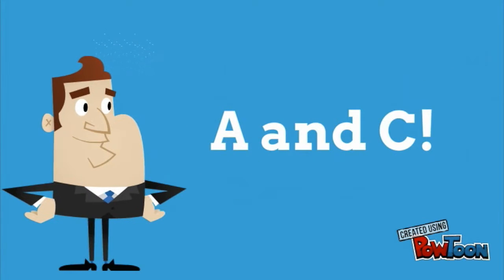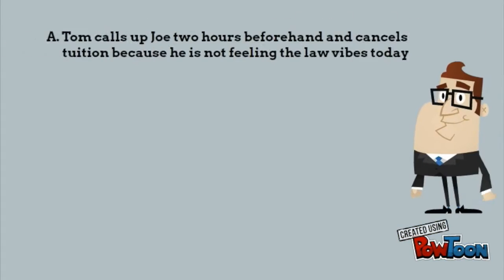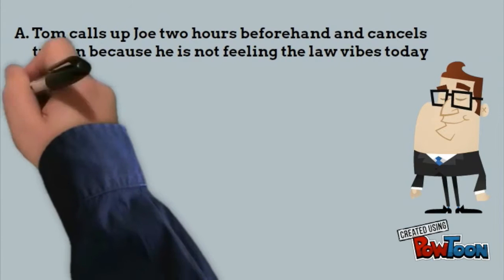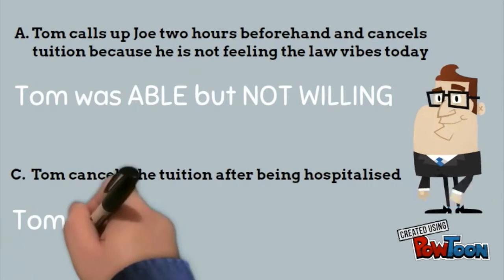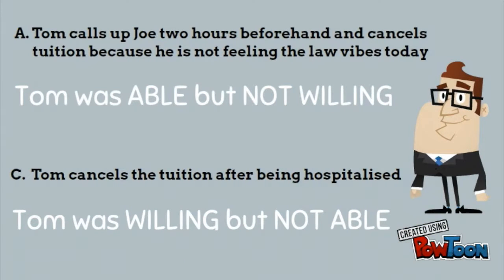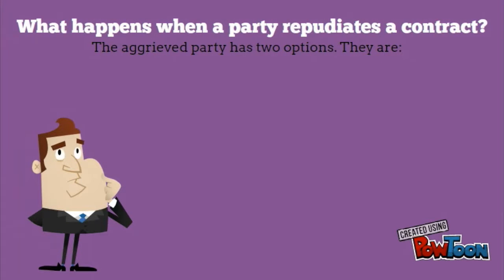The correct answers were A and C. A was correct, given that Tom was able to tutor Joe, but just wasn't willing. C was also correct, because although Tom was willing to tutor Joe, he was hospitalised and thus unable to do so. So now that we know what repudiation is, what happens when a party repudiates a contract?